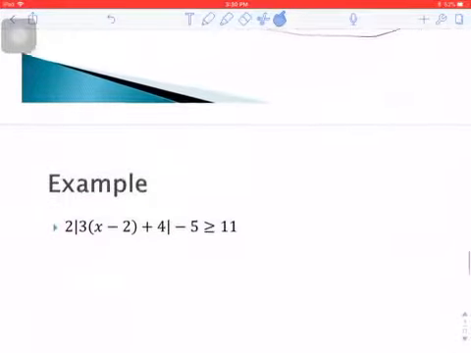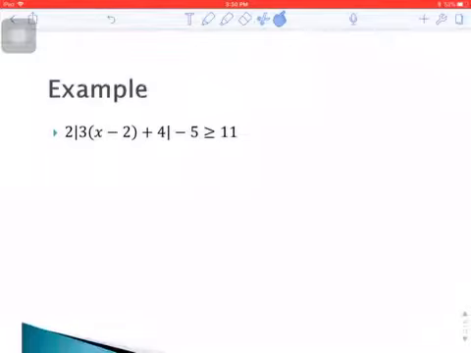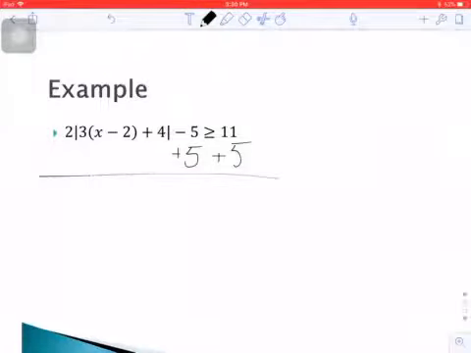Now, here's a slightly harder question, and I always recommend, again, getting absolute value by itself first, and then also simplifying what you can inside the absolute value sign. So I'm going to go ahead and do what I do first.